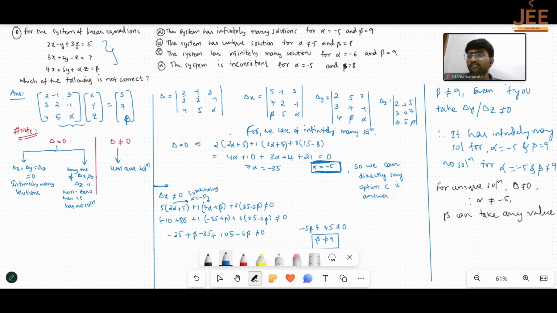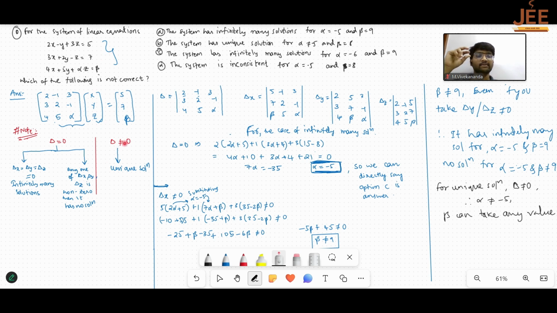The question goes like this: for the system of linear equations 2x minus y plus 3z equals 5, 3x plus 2y minus z equals 7, 4x plus 5y plus alpha z equals beta, which of the following is not correct? After seeing these equations, we can write them in the form of matrices as shown here: 2 minus 1 3, 3 2 minus 1, 4 5 alpha, times the column matrix x y z. If you multiply these matrices, you will get the system of equations again.